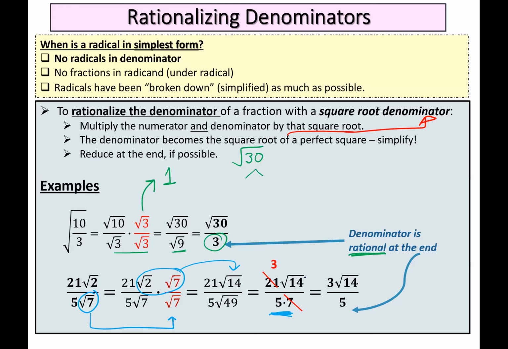So that brings us to our very final answer. We have 3 times square root of 14 in the numerator over just 5 in the denominator. And again, the whole goal here is to rationalize the denominator. We wanted the denominator to not have a radical anymore, to not have a square root anymore. It's just a nice whole number.